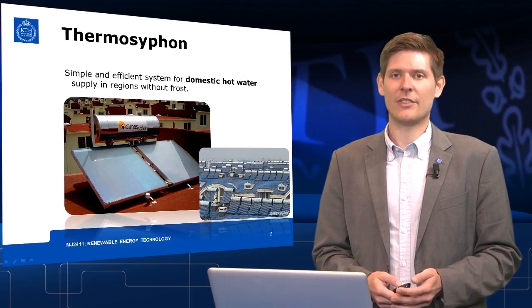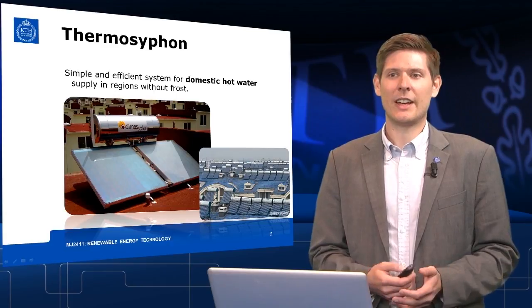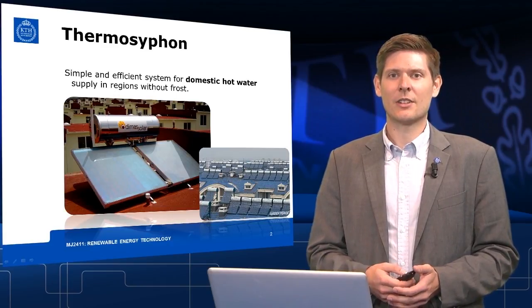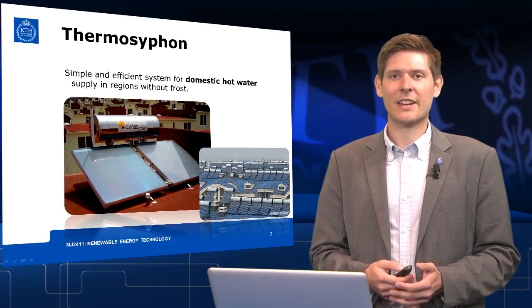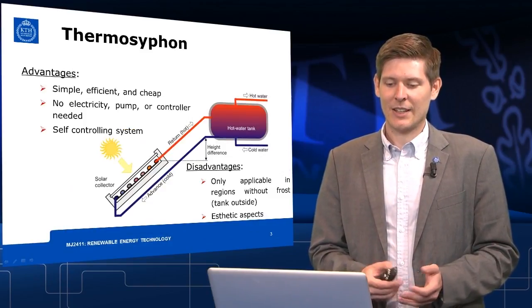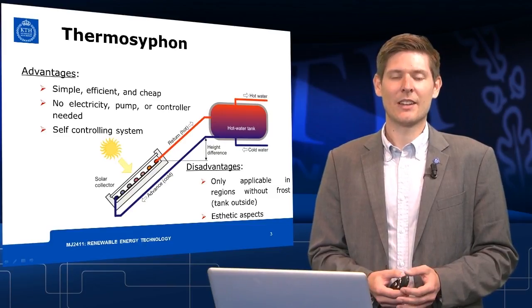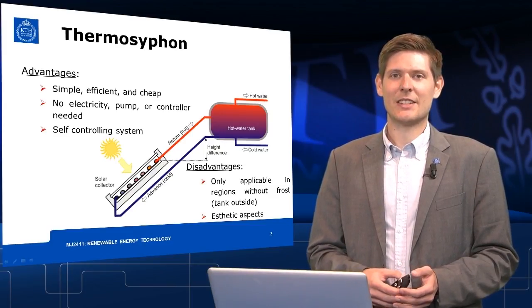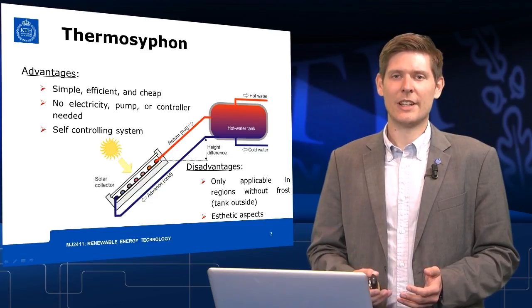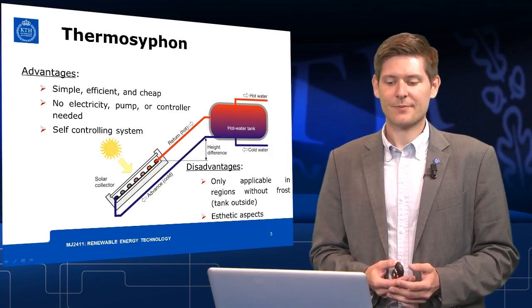It's a very simple and efficient way of using a flat plate solar collector, or also a vacuum tube collector, coupled to a hot water storage tank in order to produce hot water for domestic use. It is, as I said, simple, effective, and also very cheap. There is no electricity needed, as the water circulates solely on the buoyancy effect of water.